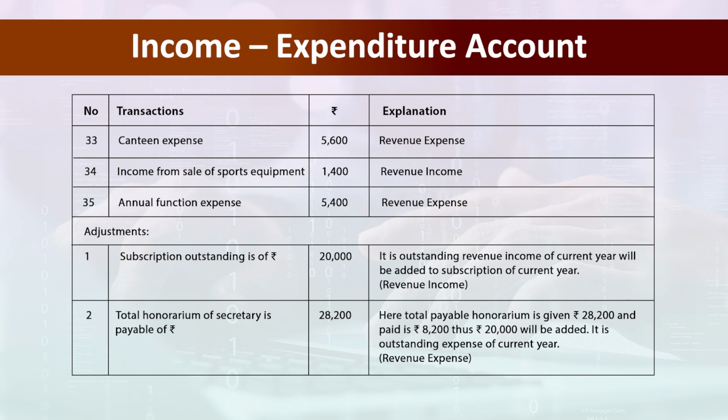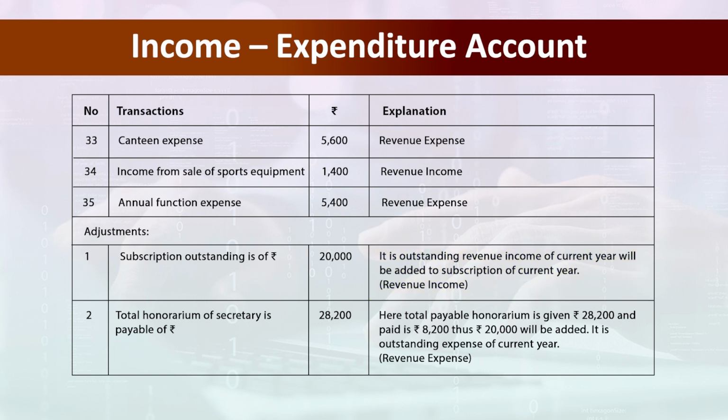Let us now see the adjustments. The first adjustment is subscription outstanding of rupees 20,000. As it is outstanding revenue income of the current year, it will be added to the subscription of the current year, that is revenue income.